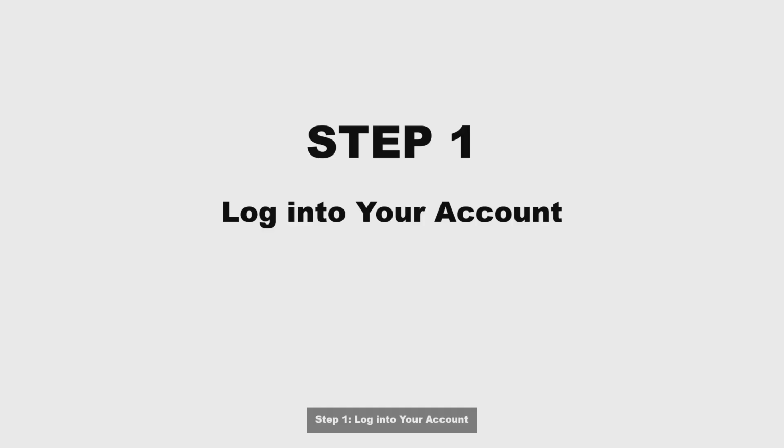Changing your payout method on PipelineWise is a straightforward process. Follow these steps to ensure your payout preferences are updated correctly. Step 1. Log into your account. Access your PipelineWise account by entering your username and password. Make sure you are using a secure internet connection to protect your account information.